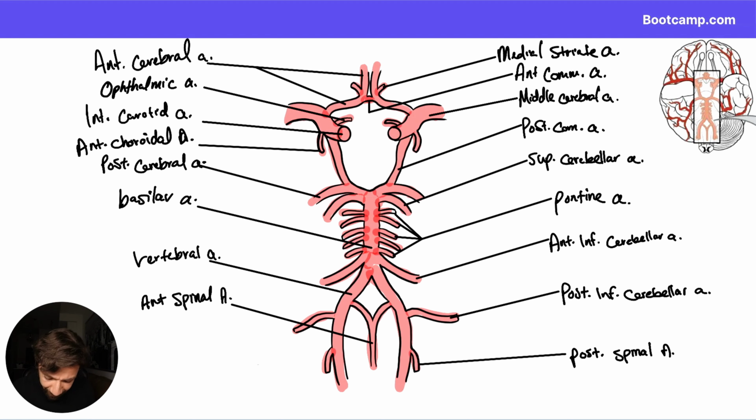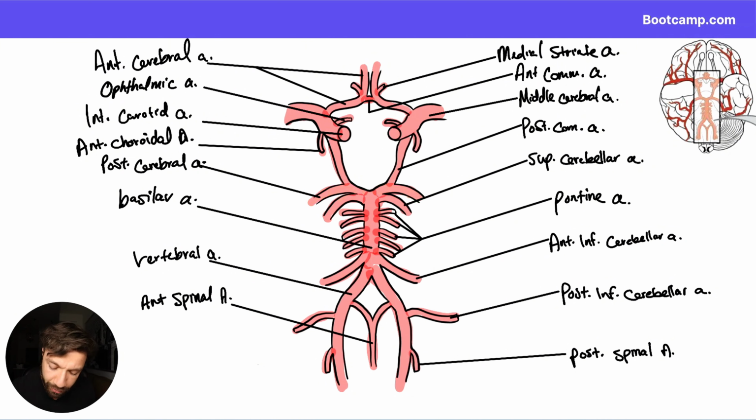So one last time, we have our posterior spinal and our anterior spinal. Just superior to that posterior spinal, that's where we're going to have that posterior inferior cerebellar. And then superior to that, just at the top of our vertebral arteries, where the base of our basilar artery is formed, that's where we're going to have those anterior inferior cerebellar arteries. And of course we have that basilar artery with all these little pontine arteries coming off. We're going to have our superior cerebellar arteries right here, as well as our posterior cerebral arteries up here.